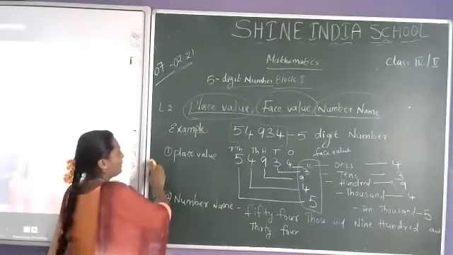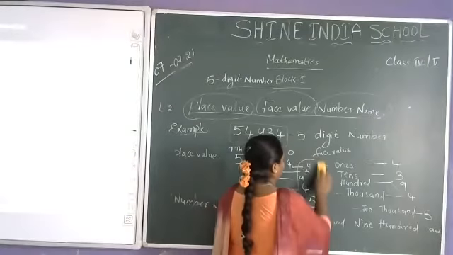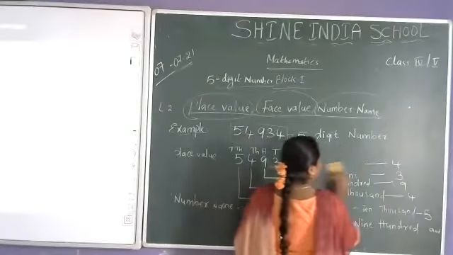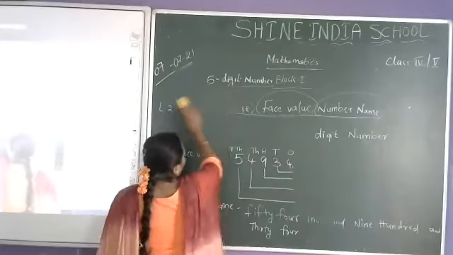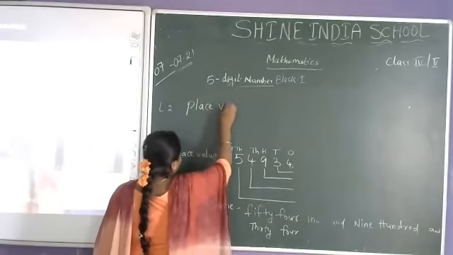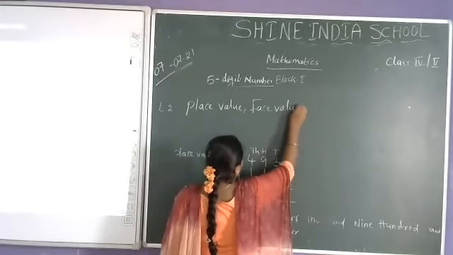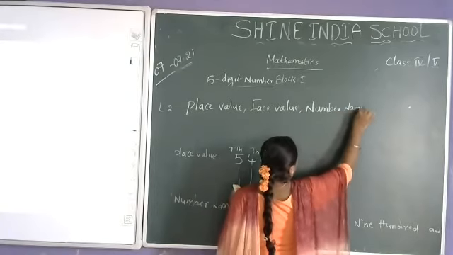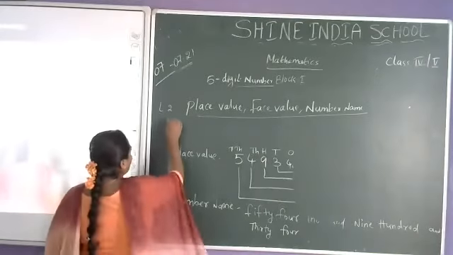Next, second problem. First, write the heading: place value, next face value, then number name. You should also write the number name. So this is the heading. What is the question? First question.